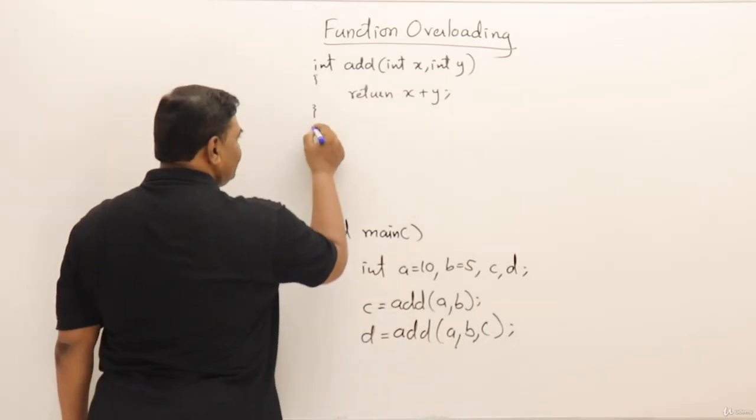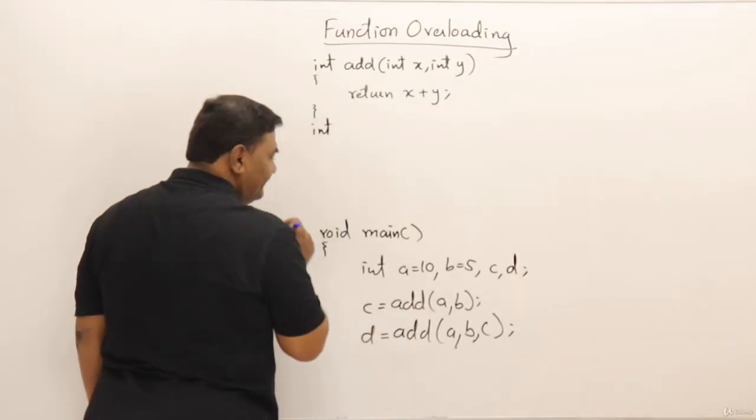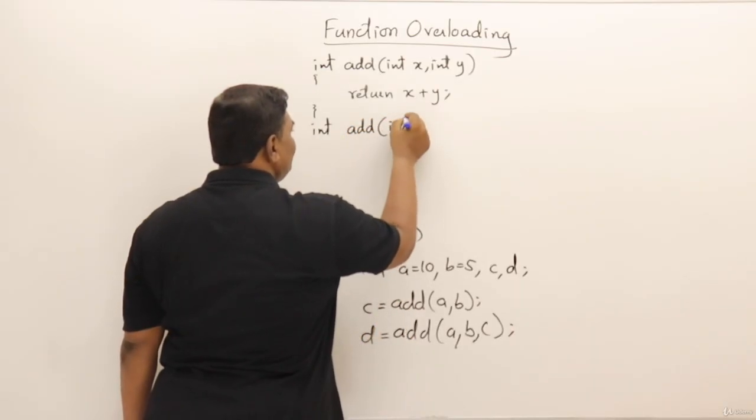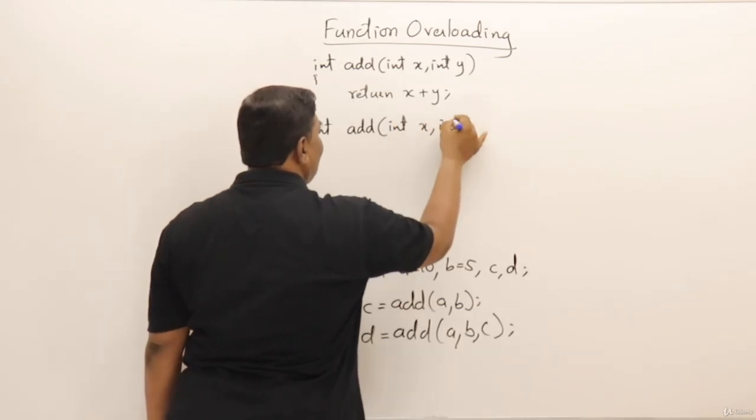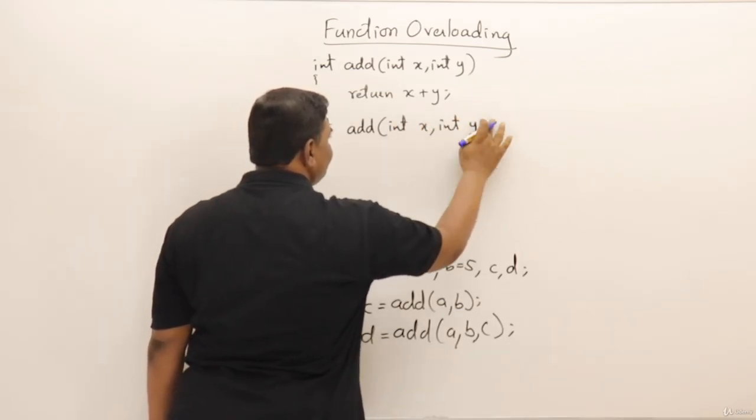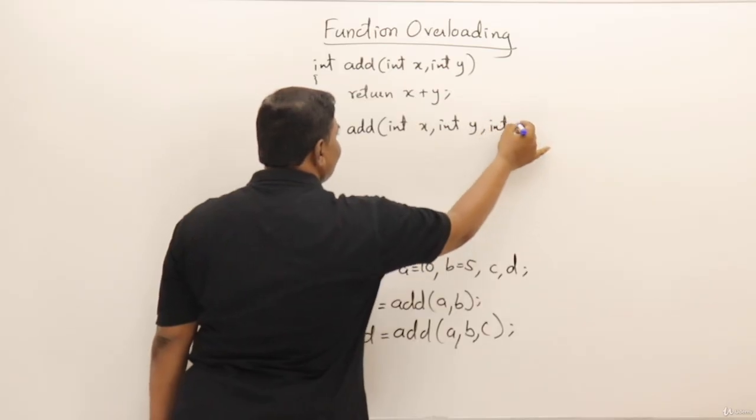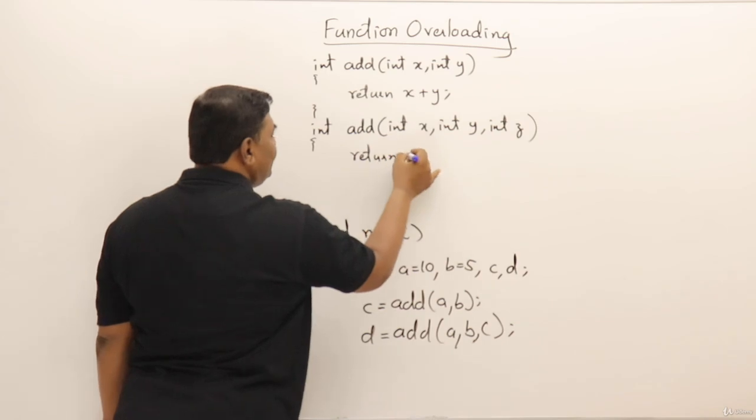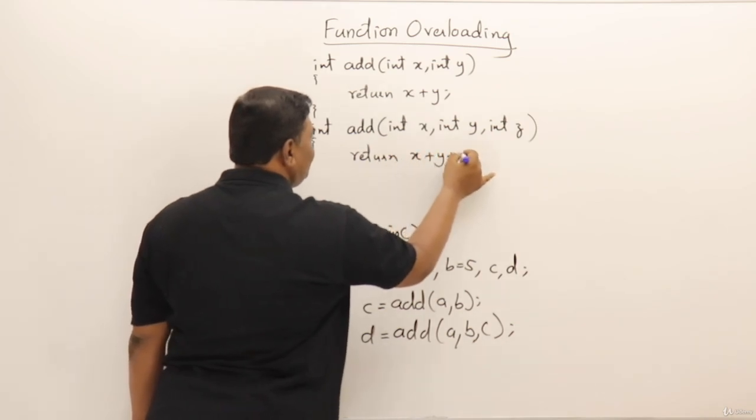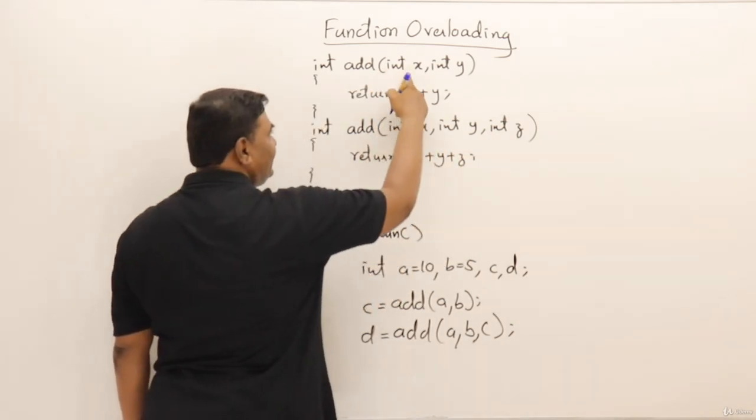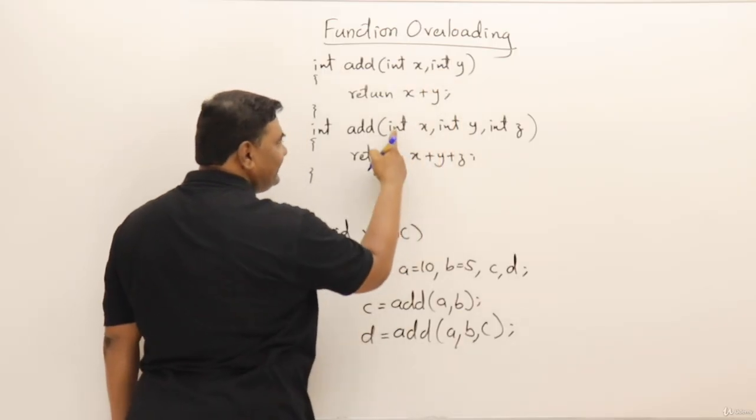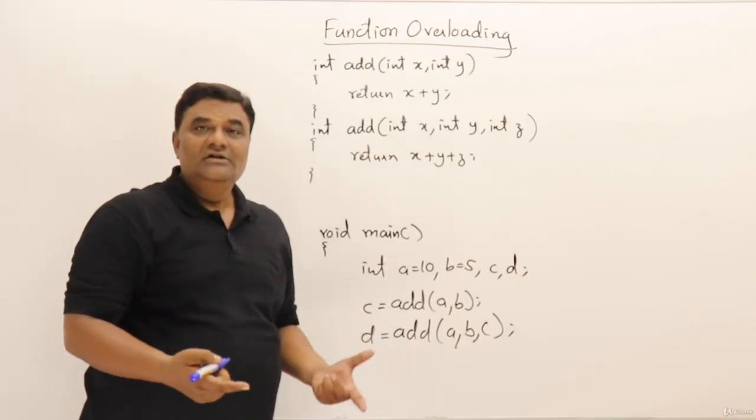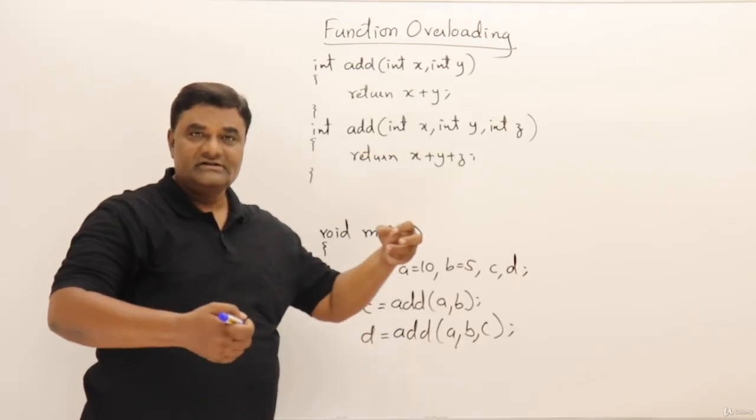So let us write one function. Integer, what should be the name? Same name. Can I use the same name? Yes. Actually, if you look at C language, there you cannot have more than one function with the same name. But here in C++, you can have more than one function with the same name but a different argument list. So what are the different arguments here? See, this was taking only x and y, two integers, but this is taking three integers. Yes, they are different. These two functions are different.